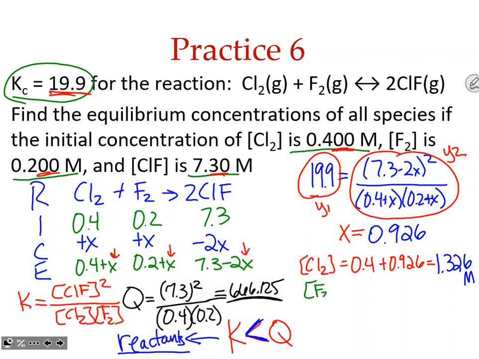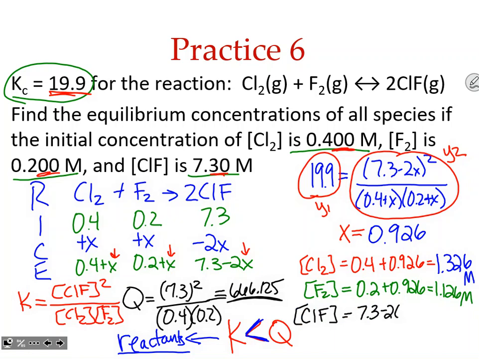The concentration of the fluorine, 0.2 plus this, 1.126 molar. And the last one, the chlorine monofluoride. This is going to be 7.3 minus 2 times this. And this one I might just do 5.45 molar.